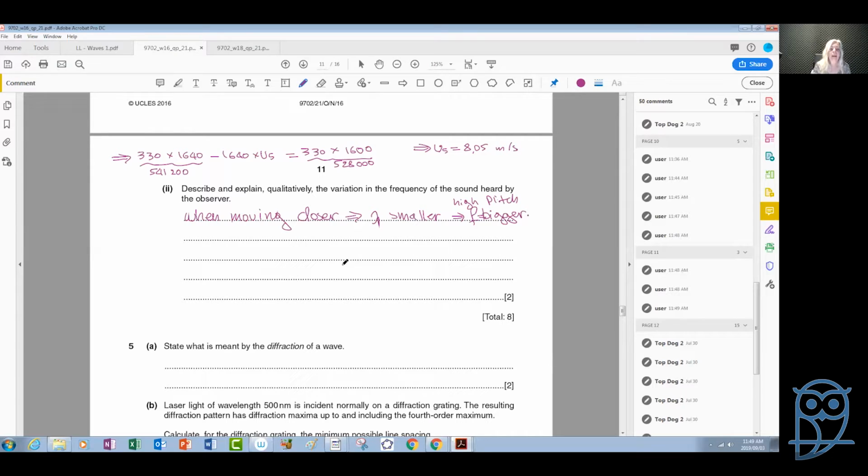Higher pitched sound. The opposite happens when the loudspeaker starts moving away from us as it goes to the other side of the circle. Then when the loudspeaker moves further away, the wavefronts are emitted further and further away. So when it moves away, the wavelength becomes larger, which is the same as saying that the frequency becomes smaller, lower frequency, lower pitch. So we are going to hear a lower pitched sound.